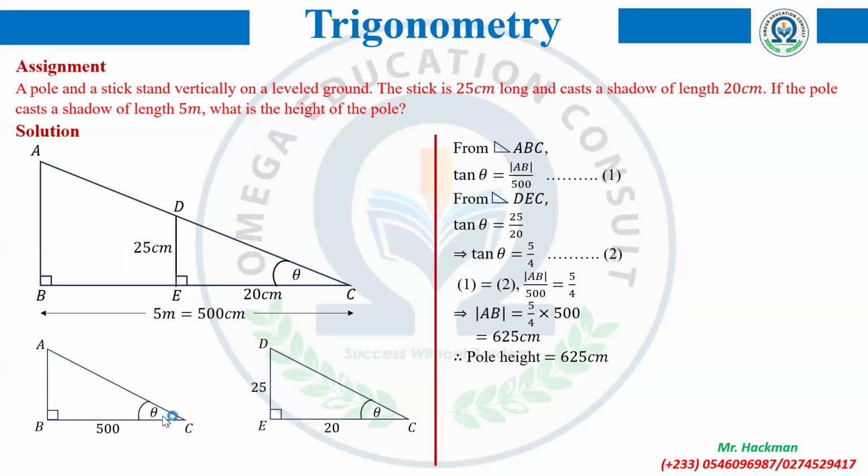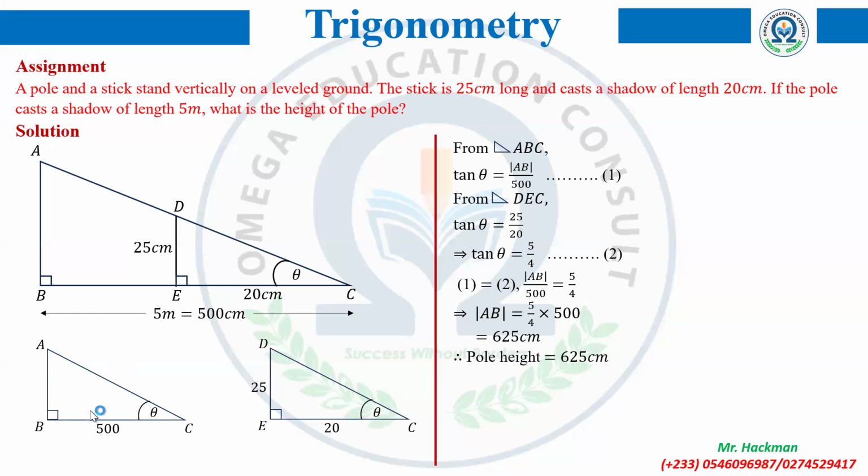That ratio for your angle must involve AB, which happens to be the opposite to this angle. So you use the opposite and the adjacent, which is the 500. Take note, the opposite is what we are looking for, the height of the pole. So one of your ratios should involve that. That is what I did from triangle ABC.